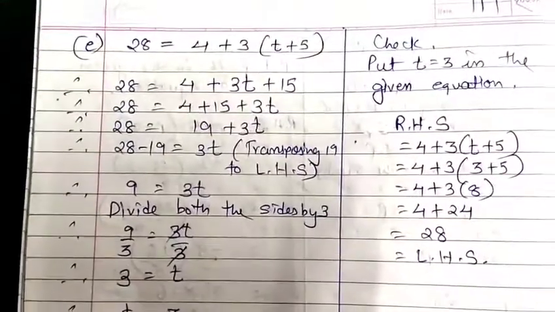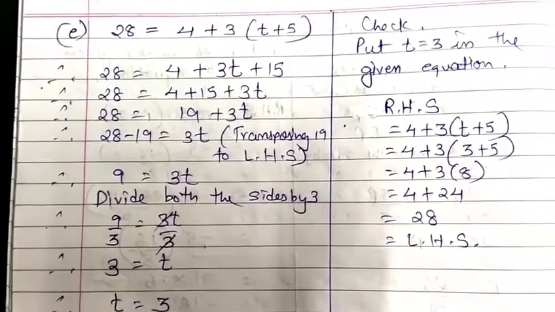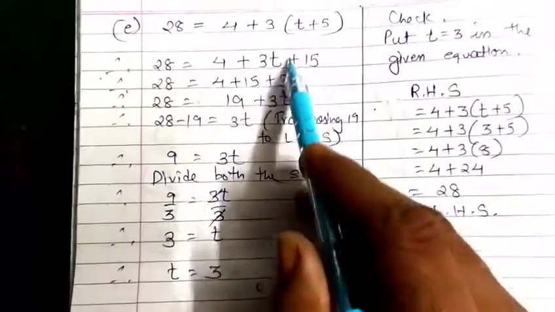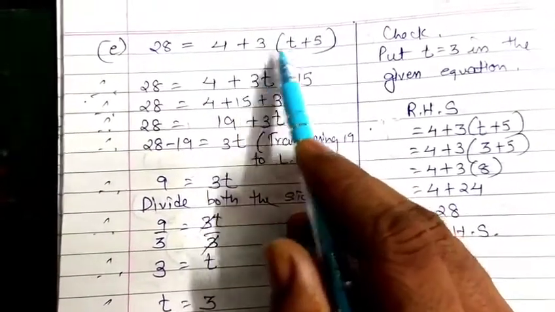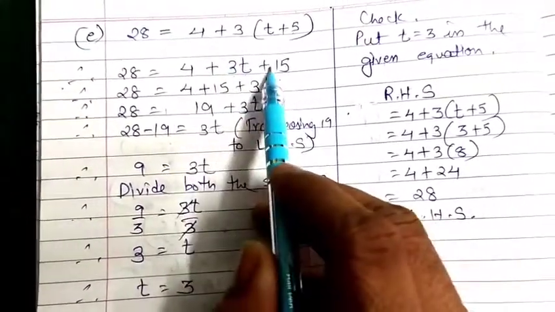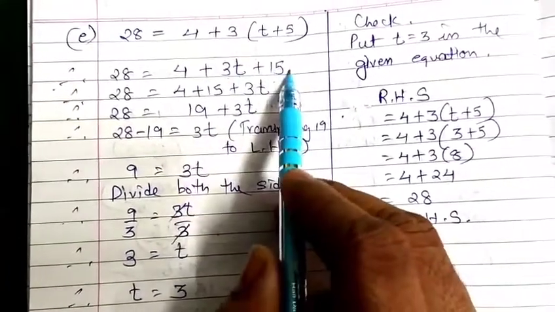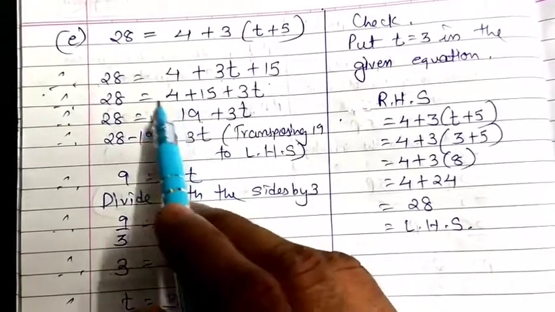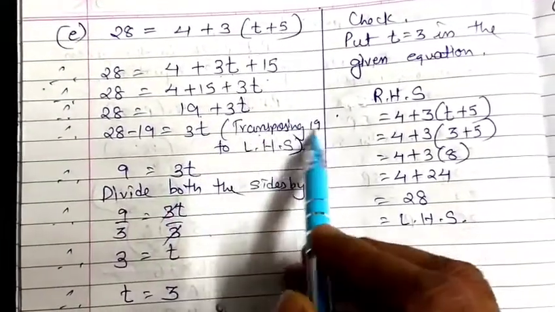Let us see sum number E. 28 equals 4 plus 3 times, t plus 5 in bracket. Now try to resolve this bracket first. To resolve the bracket, multiply 3 with t and 5. So 3 multiplied by t gives 3 times t, and 3 5s are 15. Now try to add the constant terms toward your right hand side, that is 4 plus 15 gives 19. Then try to transpose this 19 toward your left hand side. The positive 19 will become negative 19, transposing 19 to the left hand side.